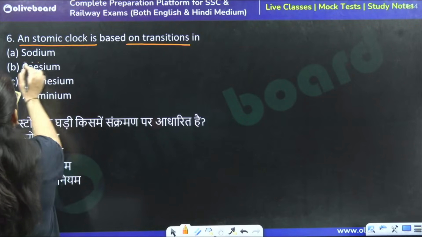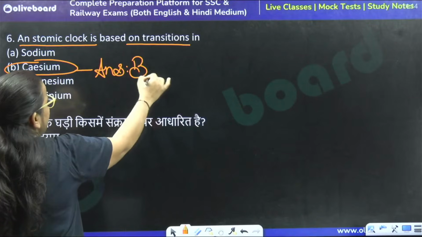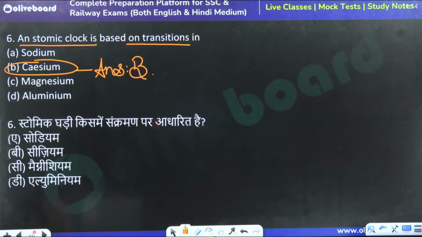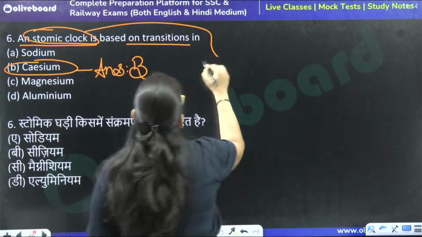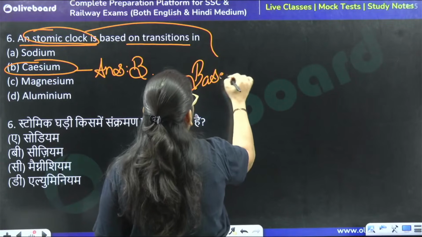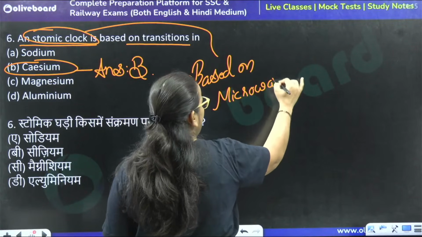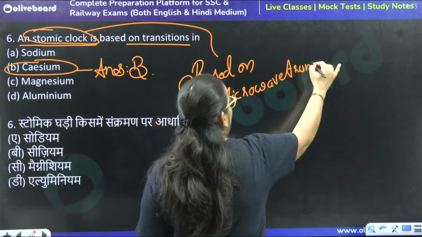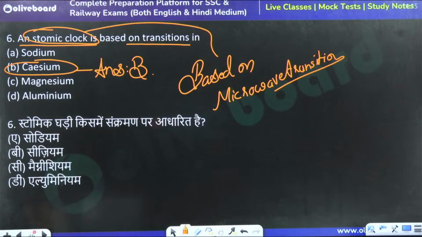Option B, that cesium is a correct answer for this question. Option number B is your right answer. So actually the most accurate atomic clocks are based on the microwave transition. Okay, microwave transition. And the SI second is the official part.